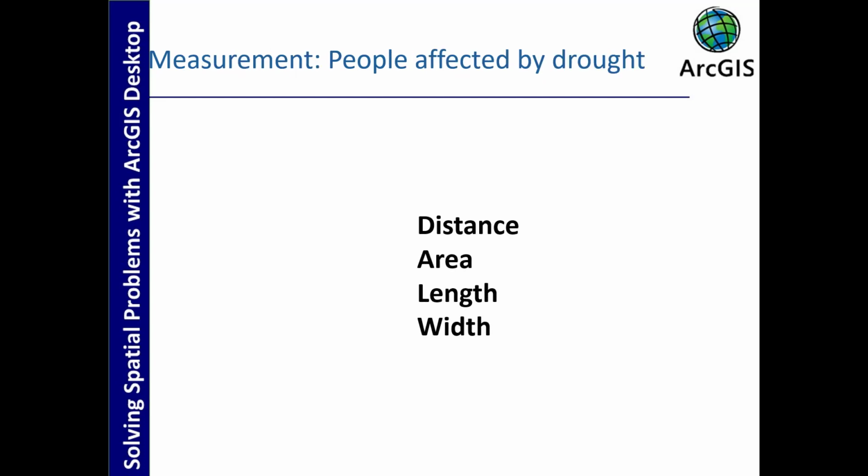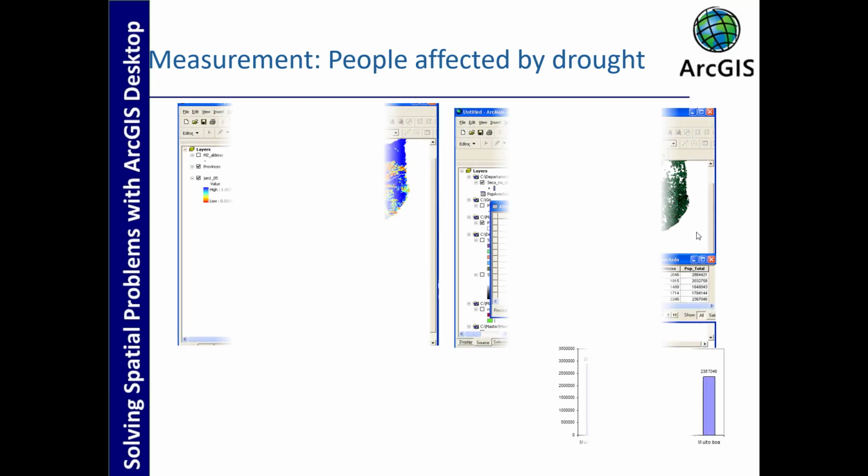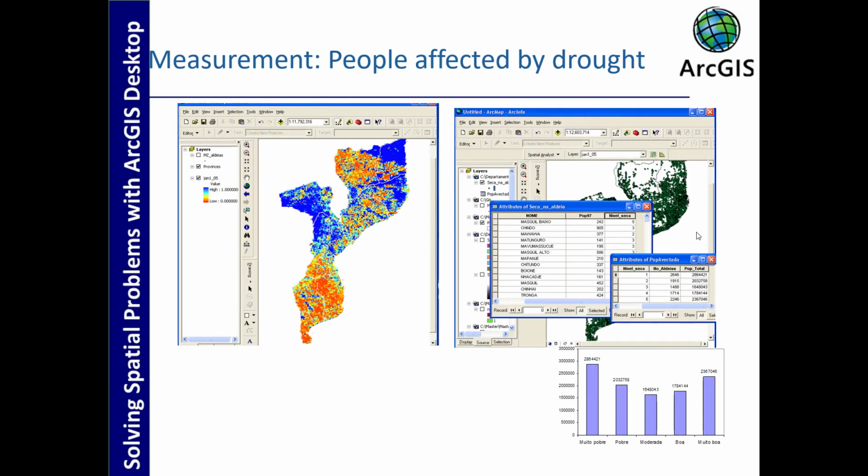With a GIS, we can do a measurement. We can measure distance, area, length, width. So I don't need to take a car and travel to one area to know the distance from one place to another place. I can do this calculation in GIS. But we can do some advanced measurements.